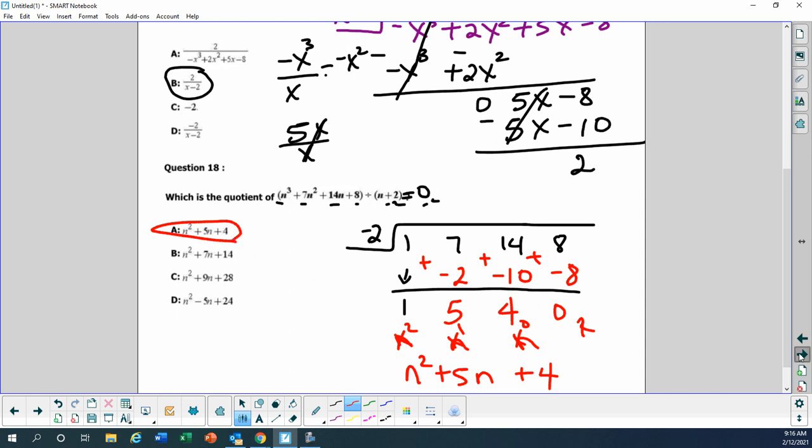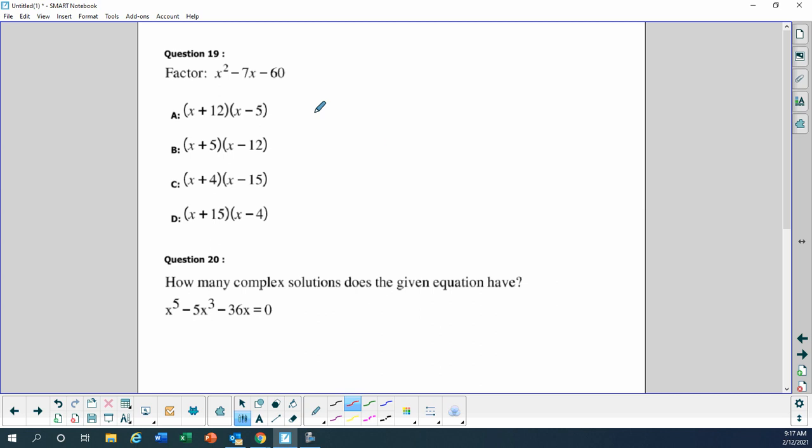Okay. All right, number 19. We wanted to factor this. What's the factor of x squared minus 7x minus 60? Remember, when I multiply a times b, that needs to give me negative 60, but when I add, it needs to give me the middle number, which is negative 7. The good thing is they already gave you the numbers here. You just have to figure out which one.